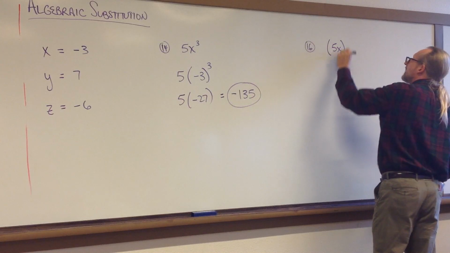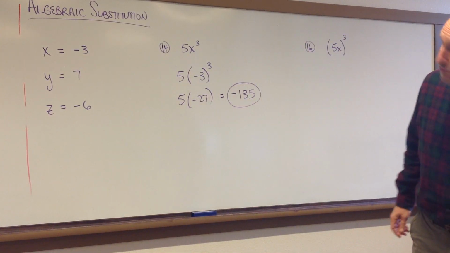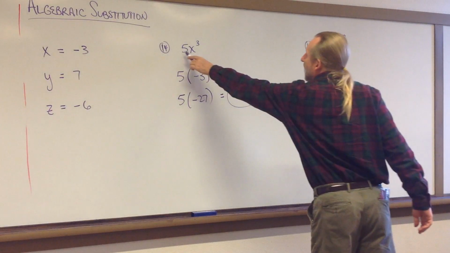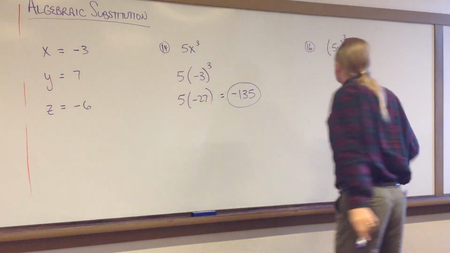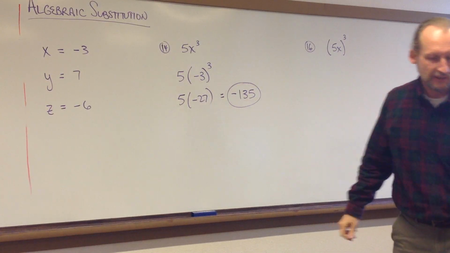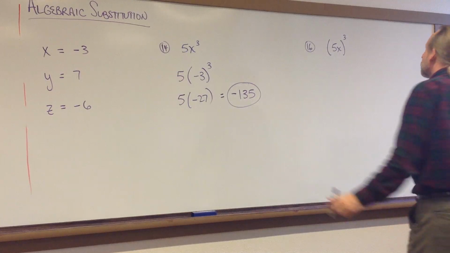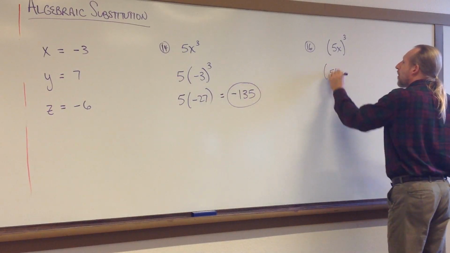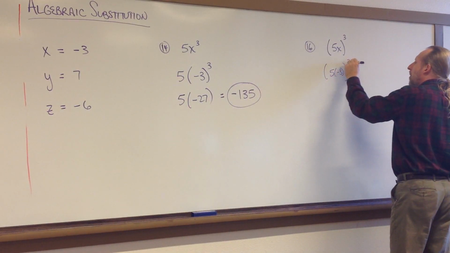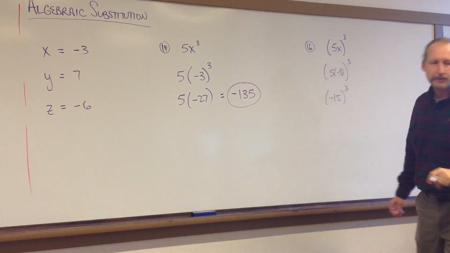Now, problem 16, like I was just saying a minute ago, looks similar, but is different. This is 5x inside the parentheses, and then it gets cubed. Here, notice that the 5 doesn't get cubed, but in this one, it will. I mean, it'll be multiplied by the x, and then it'll get cubed. So the x, again, is negative 3. So that'll be negative 15 to the third power.